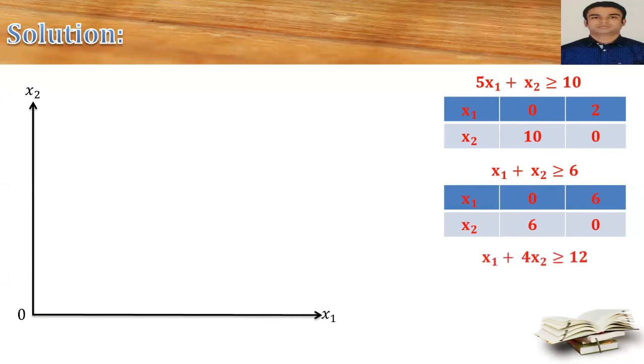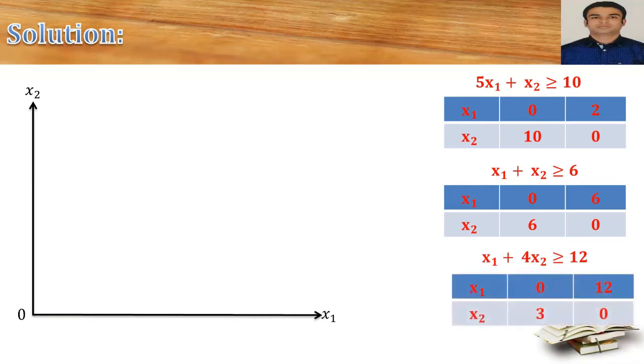Our third equation is x1 plus 4x2 is greater than or equal to 12. From here, if x1 is equal to 0, then 4x2 is equal to 12, which means x2 is 3. If x2 is 0, then x1 is equal to 12. We found the points of all the constraint equations. Now move on to the second step.